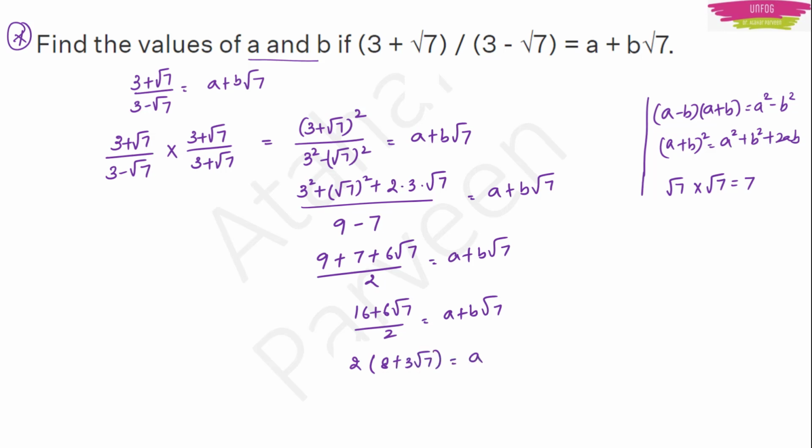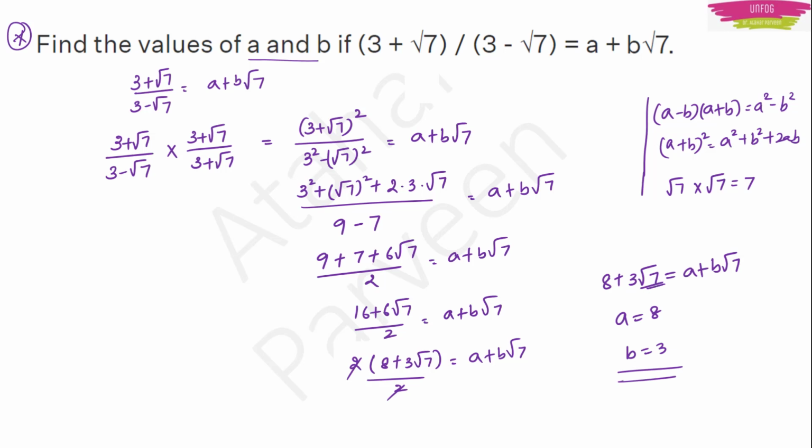This will be equal to a plus b root 7. Okay? Here I have in the denominator 2, right? This 2 will get cancelled. And this is now in the form a plus b root 7. See, 8 plus 3 root 7 equal to a plus b root 7. Okay? So with this, I can say that a is equal to 8 and b is equal to 3. This will be the answer.